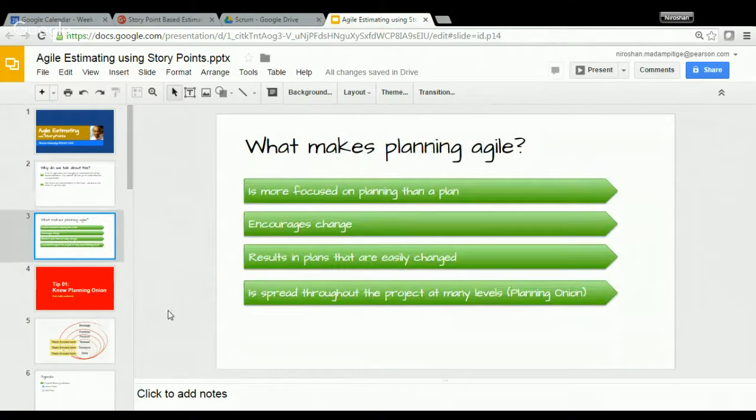All right, so when it comes to agile planning, there is pretty much a difference compared to traditional planning. I have listed down 4 key differences that agile planning would have compared to traditional planning. Number one, agile planning is more focused on planning than a plan. As you know, traditional project management will insist that you come up with a detailed plan, top to bottom, telling the customers that this is exactly our plan to implement the product.